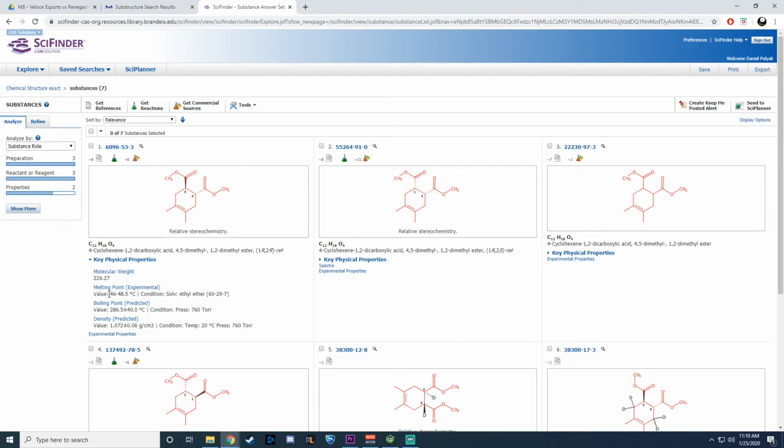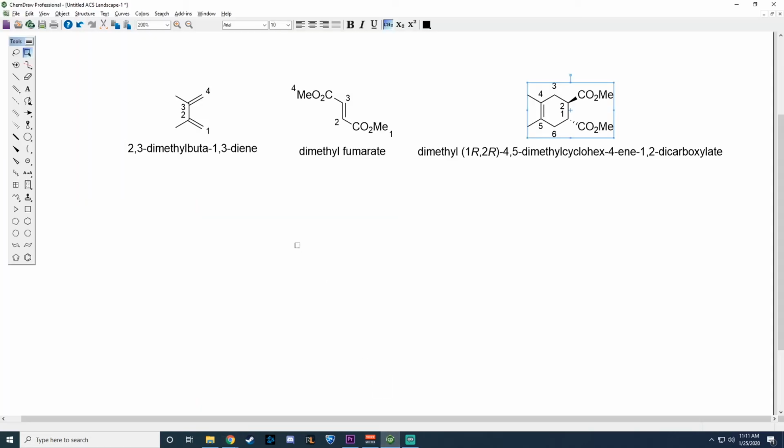And so here the relevant bit of physical information is going to be this melting point. Right at the end of the lab, we synthesize this thing and we want to check its purity by melting point. So it helps a lot to have this on hand in your pre-lab. So now we have the physical properties of all three things that we're looking for in this lab specifically, and you could obviously do this for every other lab moving forward.